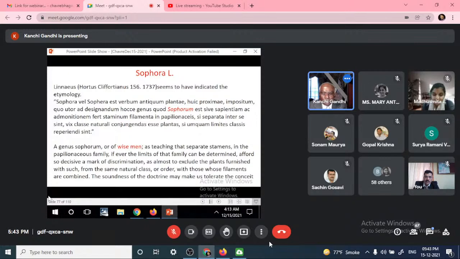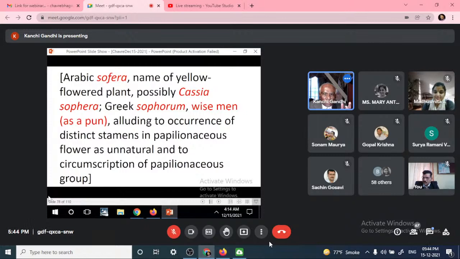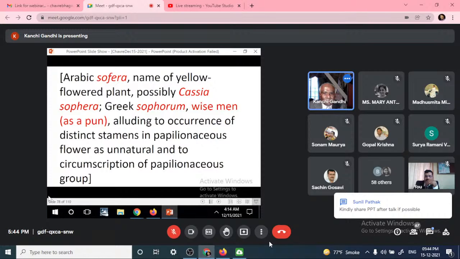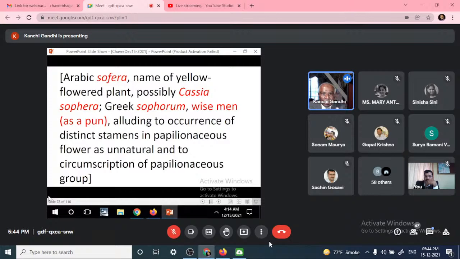So now what is happening here is, in the genus Sophora, the corolla and the stamens are of two different characters. The flower is partly looking like Caesalpinioid and partly looking like papilionaceous. The stamens look like those of the Caesalpinioid group, and the corolla looks papilionaceous. Not distinct stamens and papilionaceous flower. This is wrong, I made a mistake. It should have been Caesalpinioid. So here is a combination of two characters: stamens resembling one group of legume and the corolla looking like another group of legume.